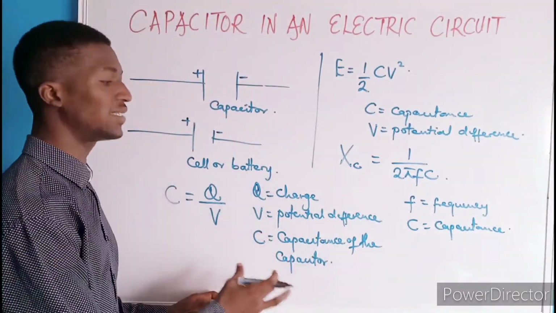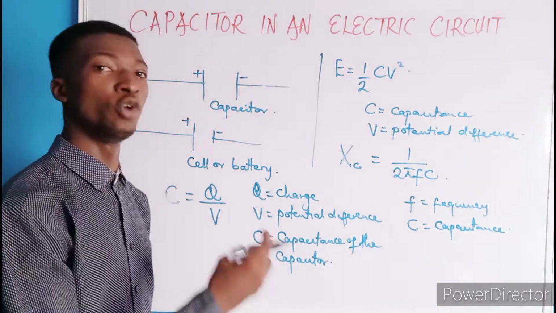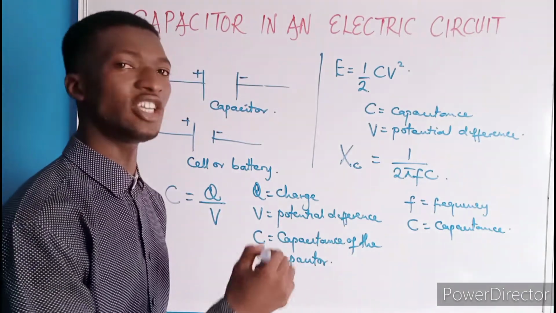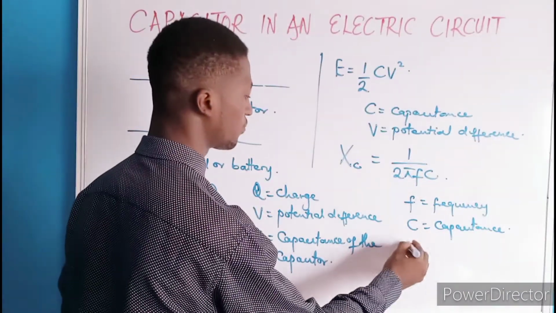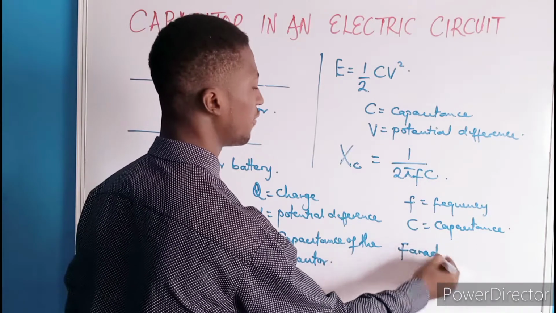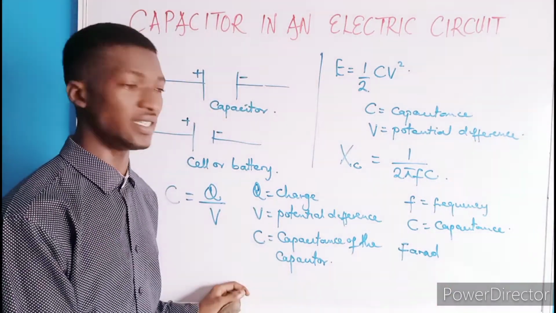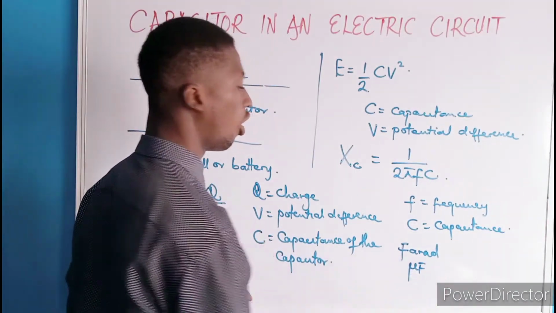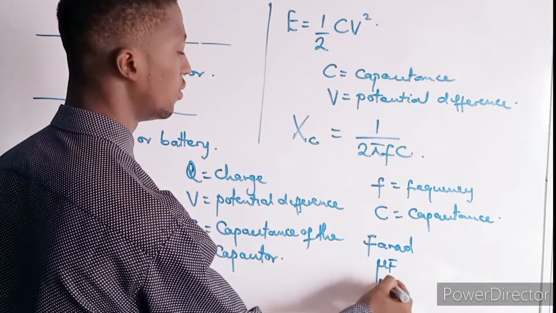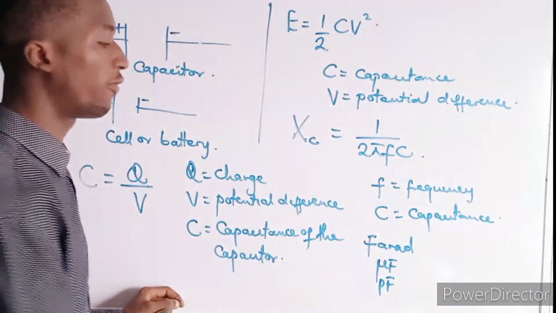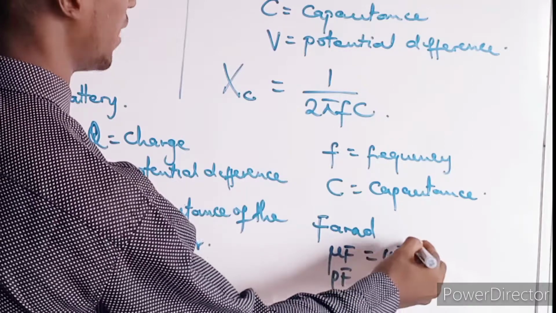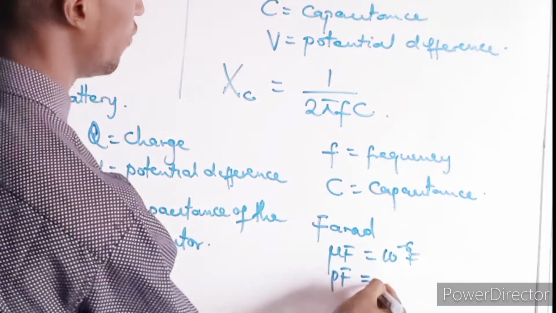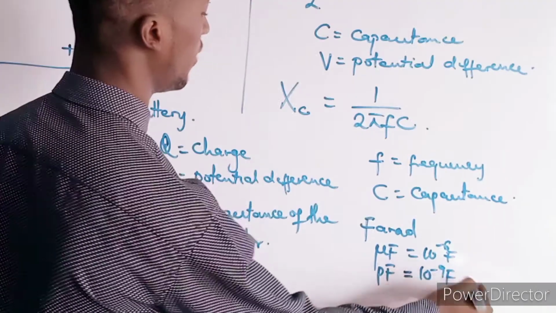Regarding the capacitance of the capacitor, we can note its unit. The capacitance is always in farad. However, in some cases, the capacitance can be given in microfarad or even in picofarad. A microfarad is taken as 10 raised to the power minus 6 farad, and a picofarad is equivalent to 10 raised to the power minus 12 farad.